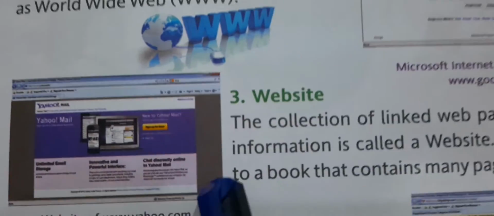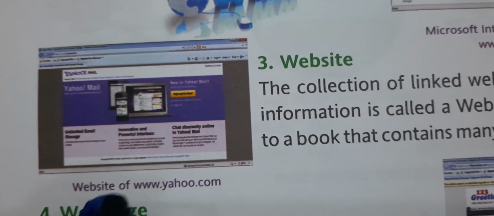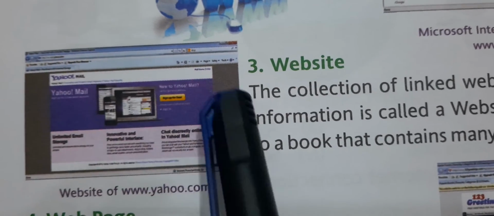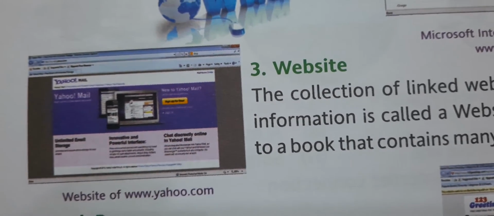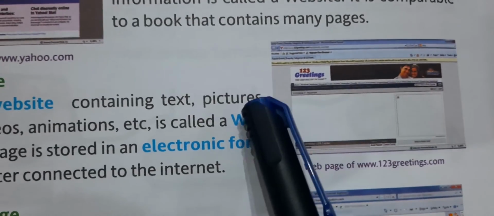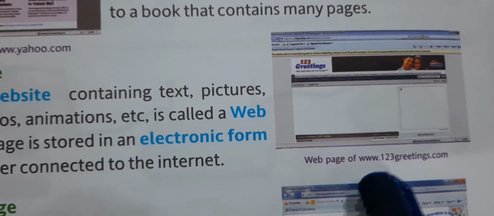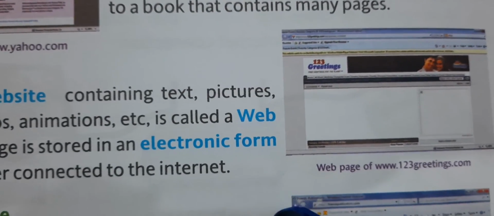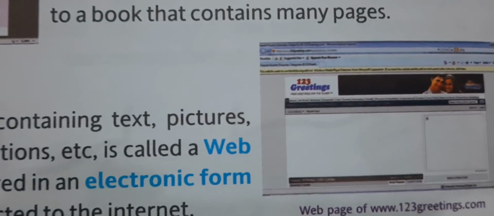Now you can see at the top here the website www.yahoo.com is shown to you. If you click on these options, some other page will open. One more website that is shown to you is the web page of www.123greetings.com, which you can use for sending greetings to your loved ones. Here also, if you see the address in your book, you need to type it, and then it will show you this page.